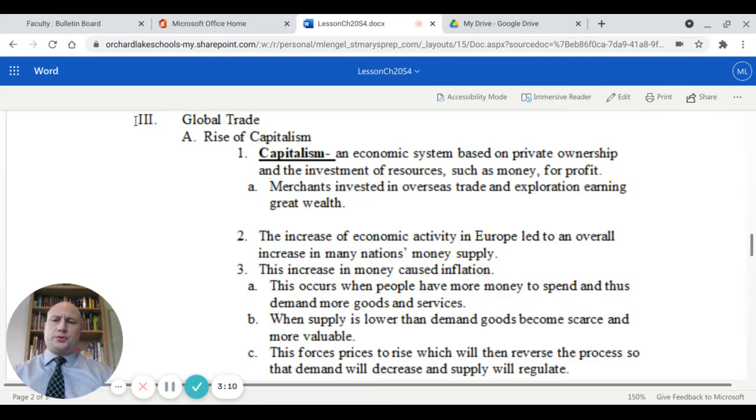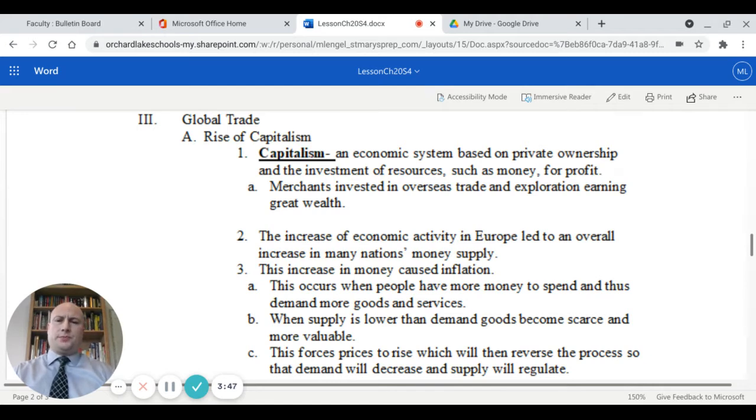We have also, with all of this trade going on, global trade, the rise of capitalism. Now, capitalism in a basic sense, it's an economic system. It's based on private ownership, and it's also based on the investment of resources such as money for the purpose of making a profit. Merchants at this time would invest in overseas trade and exploration, which earned them great wealth if the exploration and trade was successful. Now, the increase of economic activity in Europe really did lead to improvements in a nation's money supply. That can cause inflation, though.